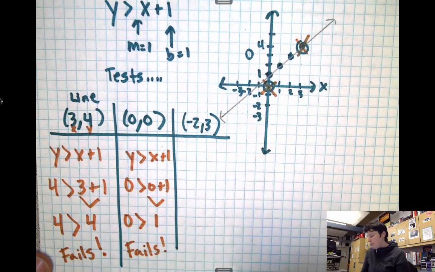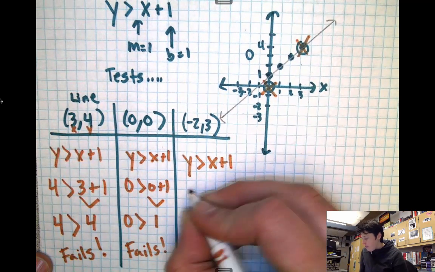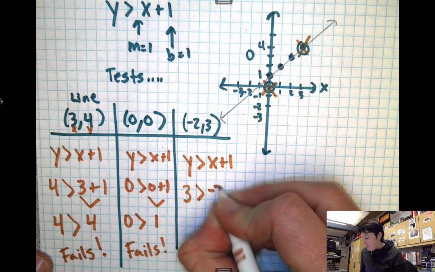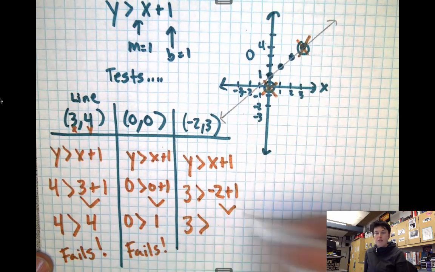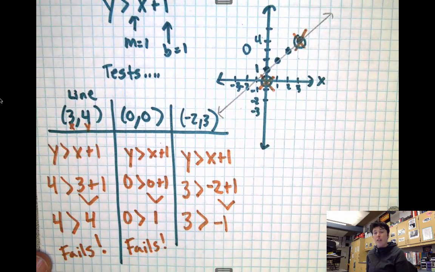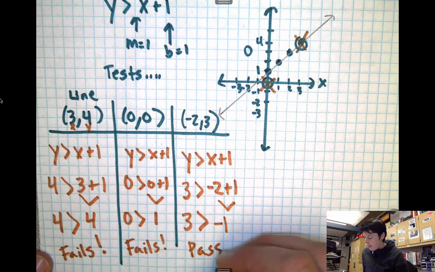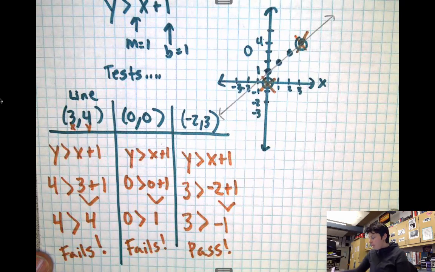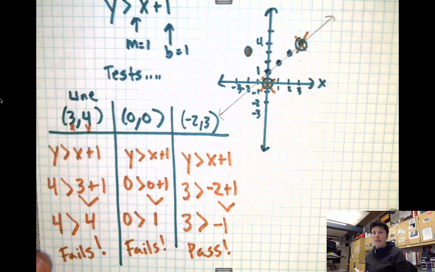Let's test the last point, -2, 3. Y is greater than x plus 1. I'm going to put 3 here is greater than -2 plus 1. That means 3 is greater than -2 plus 1 is -1. Is 3 greater than a -1? Yes, 3 is greater than -1. So that's the first pass in this whole problem. And that means the only point that passes is this one up here. I'm going to fill it in dark.